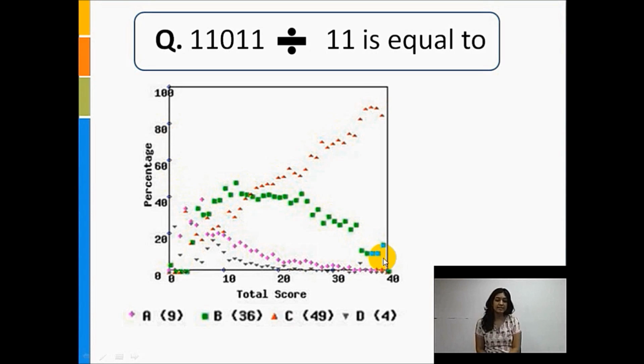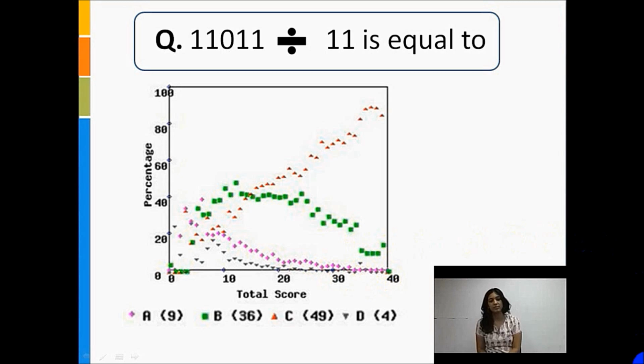From the graph, we can see that among the students obtaining a total score between 10 and 20, about 40% are selecting the most common wrong answer, that is B. Even among students obtaining a total score between 30 and 40, about 10% of the students still selected the most common wrong answer, which implies that this misconception exists in students across ability levels.